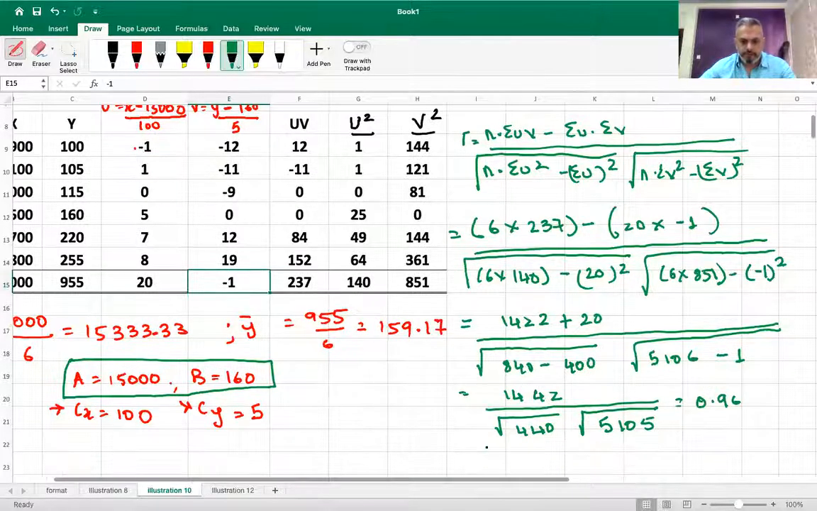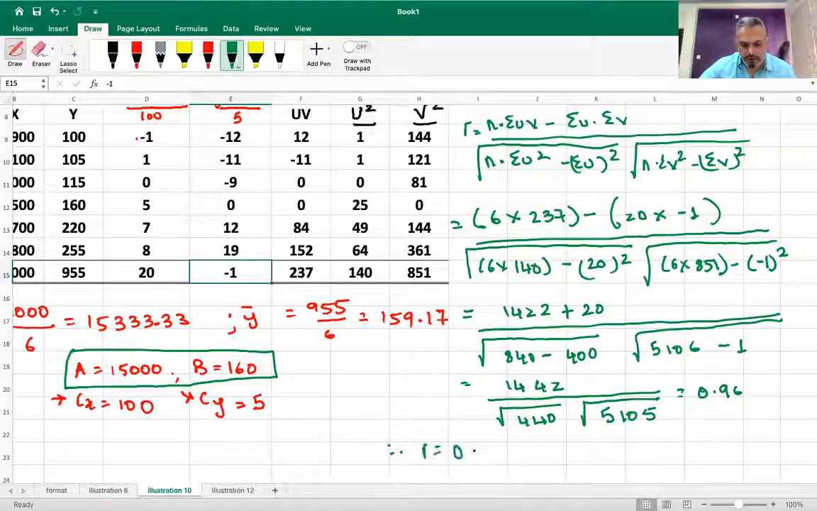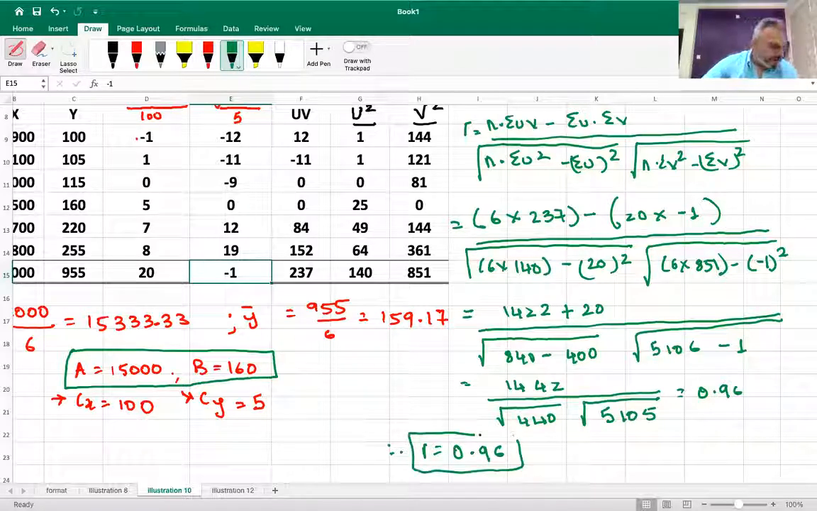Therefore, r is equal to 0.96214. So we take 0.96. And then we write a statement that as it is nearer to 1, there is a high degree of positive correlation.